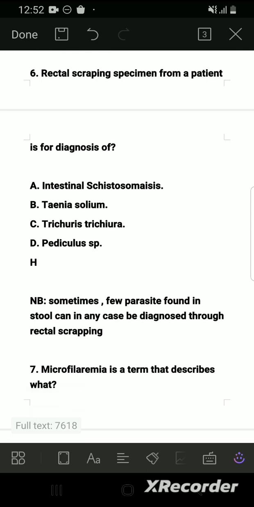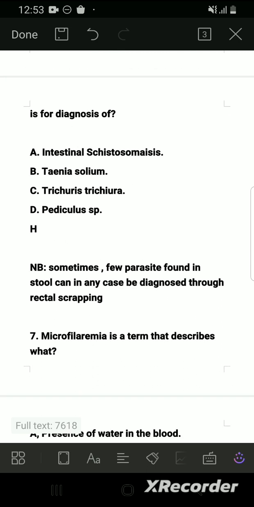So we are coming to Taenia solium. Taenia solium is actually also a parasite, a flatworm parasite. Can it be diagnosed through rectal scraping? The actual answer is no, because it can be found in stool.